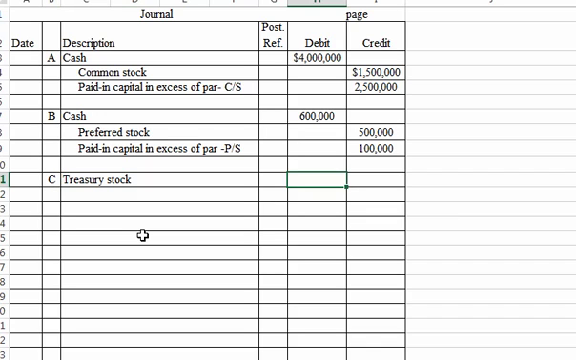Or how much did we pay? How much did the company pay out here? 50,000 times 7, $350,000. And they bought the shares, so they now have less cash. An asset decreases on the credit side. Okay.